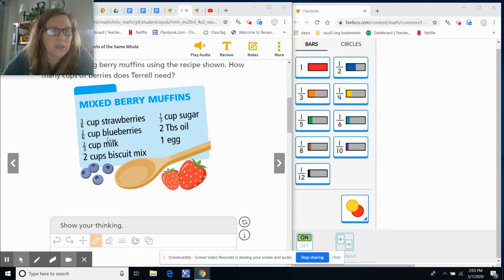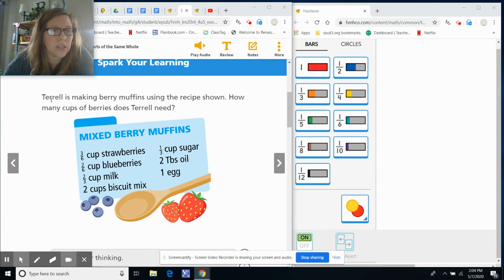So let's take a peek at this recipe. This here tells us what are the items, the ingredients, that are going to be in the recipe. And the numbers here, or the fractions and whole numbers, are telling us how much, as far as amounts, of each of the ingredients. And so the question is asking us, let's go back to our question.